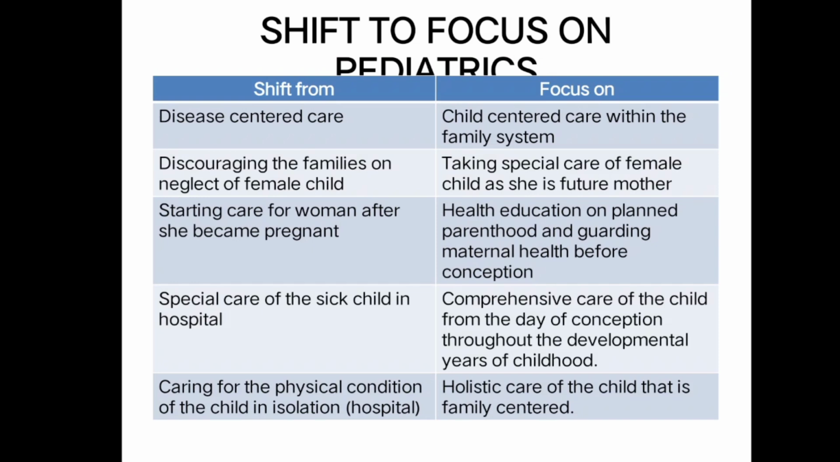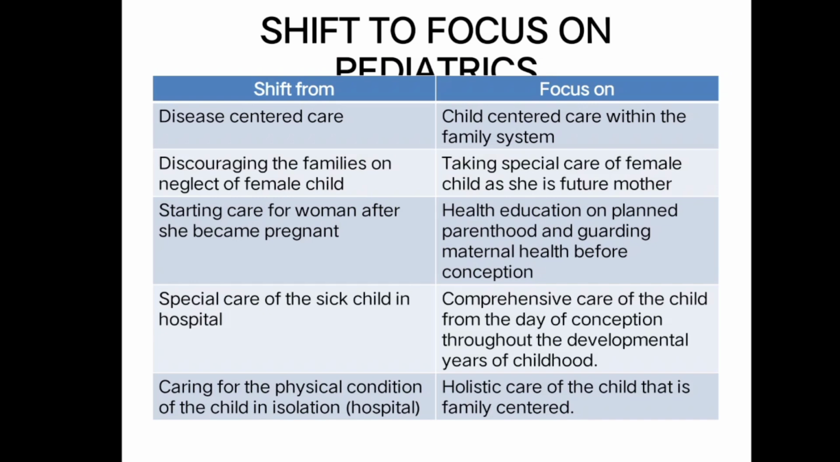Next is starting care of women after she became pregnant. In ancient times, only when the mother became pregnant would the nursing care start. We used to give iron and folic acid supplementation, calcium supplementation, and also nutritious food and protein rich supplements. But nowadays it has changed: once a partner is planning for their pregnancy, we start the prenatal vitamins. We are encouraging the mother to take iron and folic acid in order to prevent neural tube defects in the babies, and also encouraging the mother towards lifestyle modification. That is the change from ancient times to now.